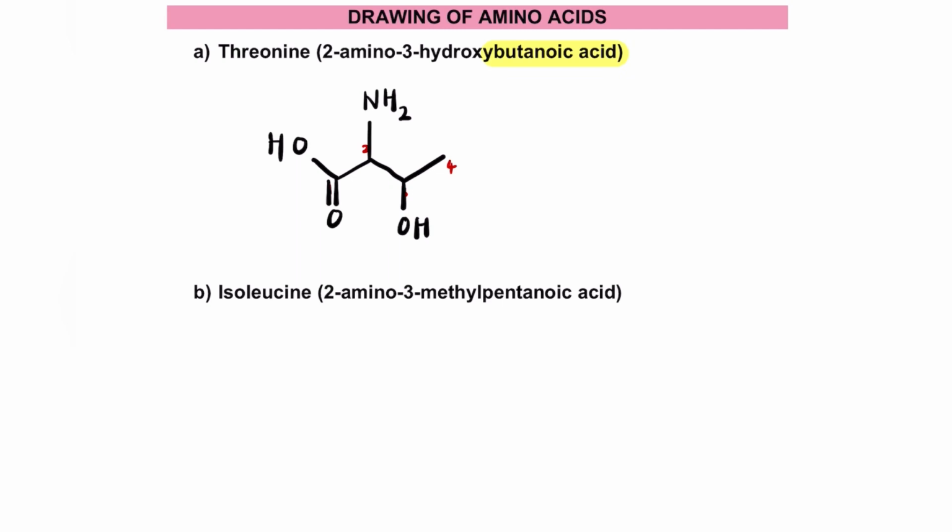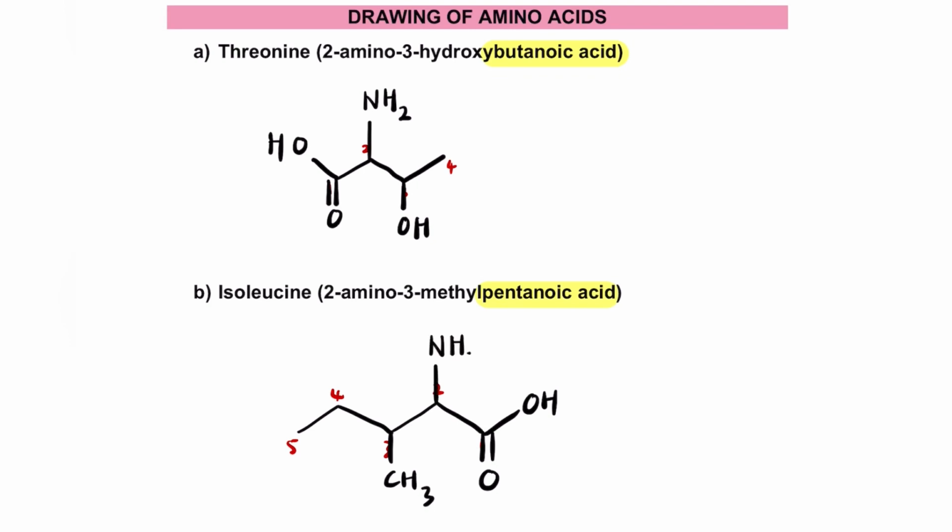So this is the structure for threonine. Next one, we have isoleucine, based on this IUPAC nomenclature. The parent is pentanoic acid with 5 carbon atoms, so draw 5 carbon atoms and give the numbering. At the first carbon you have a double bond O and then OH, so this is our pentanoic acid. At the third carbon I have methyl, CH3, and at the second carbon I have amino. So that settles the structure of isoleucine. Very simple and very easy.